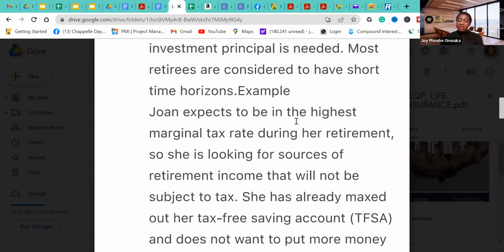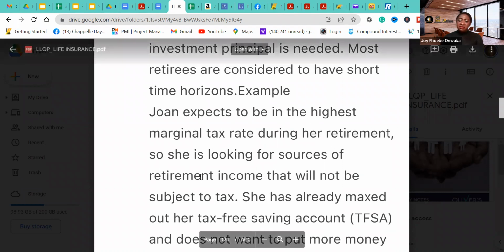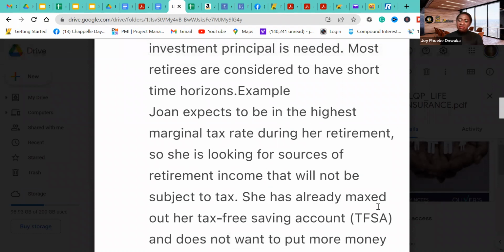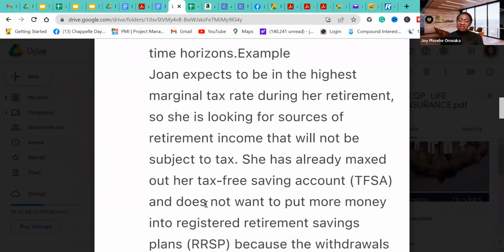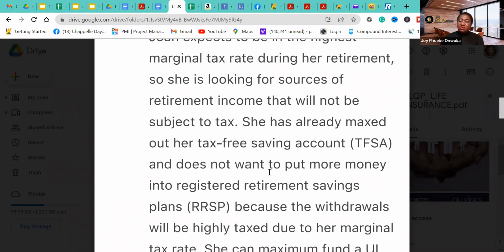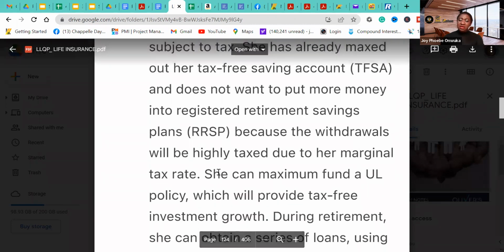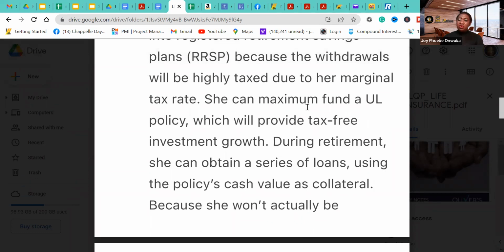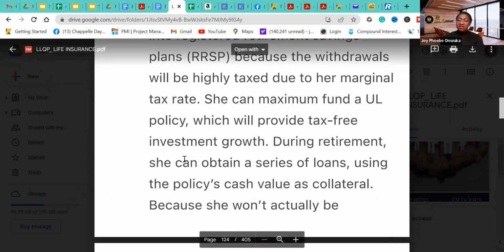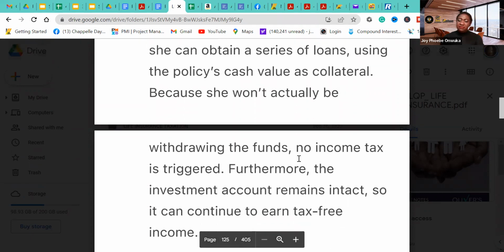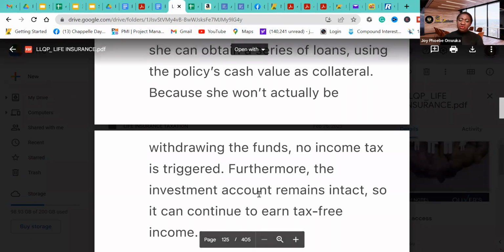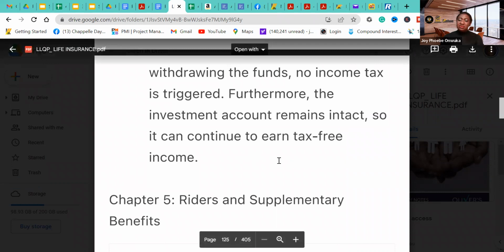For example, John expects to be in the highest marginal tax rate during her retirement, so she is looking for sources of retirement income that would not be subject to tax. She has already maxed out her tax-free savings account and does not want to put more money into a registered retirement savings plan, RRSP. And because the withdrawal will be highly taxed due to her marginal tax rate, she can maximum fund a UL policy, which will provide tax-free investment growth during retirement. She can obtain a series of loans using the policy's cash value as collateral because she won't actually be withdrawing the fund. No income tax is triggered. Furthermore, the investment account remains intact, so it can continue to earn tax-free income.